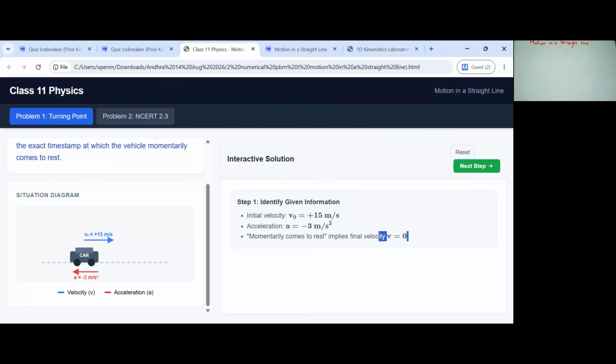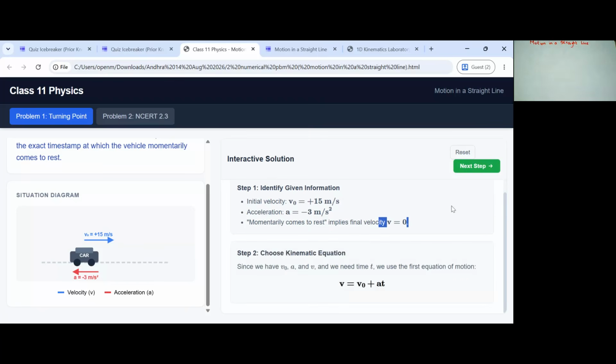Okay. Now, step number 1, identify the given information clearly. We have initial velocity, we have acceleration. We know that our final velocity is 0 because the car stops. We are looking for the time t. Okay. Now, step number 2, we choose a kinematic equation. Already we know that equation: V is equal to V naught plus AT. Clear? Okay. Right.